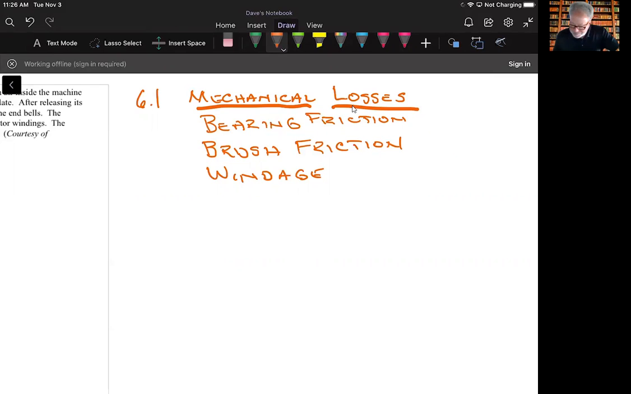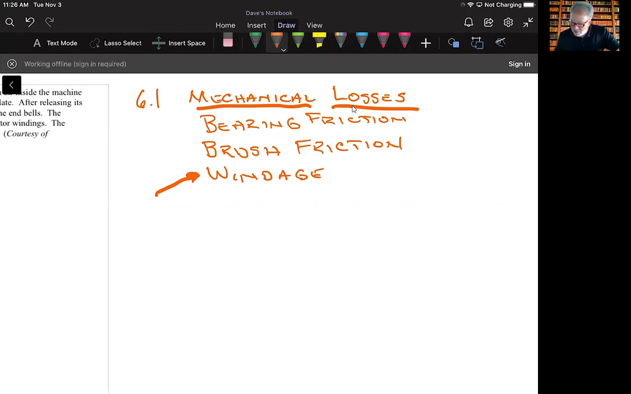And then the one thing that might be sort of new to you, the term windage. Windage is similar to friction, but it's the effect of air moving over something, and it creates its own losses. It depends upon the speed and design of the cooling fan and the turbulence produced by the revolving parts.